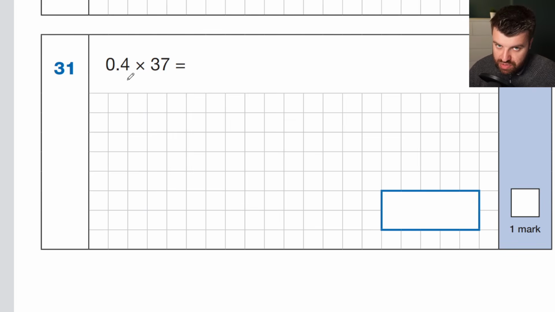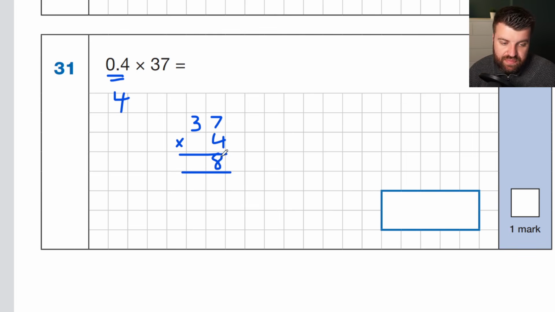Now, I'm going to show you a trick again. I'm going to turn 0.4 into just regular old 4. So let's start off. 37 multiplied by 4. This becomes a really easy question. 7 times 4 is 28. And 4 times 3 is 12, plus the 2 is 148. So we've got 148 there, which is fantastic.